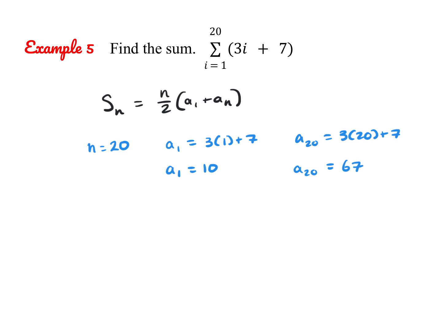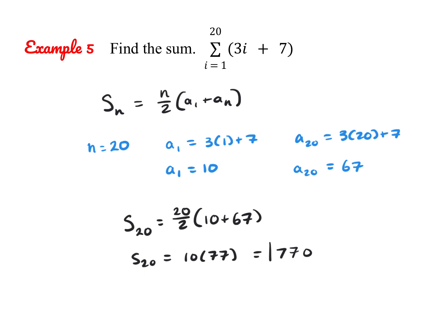So from here, I'm just going to plug in those numbers. The sum of the first 20 terms is 20 divided by 2 times the sum of 10 and 67. So the sum of the first 20 terms is 10 times 77, which is 770. An alternative to this would be literally listing out the first 20 terms and then adding those up manually. So this is definitely a case where memorizing this formula is going to be super, super useful.